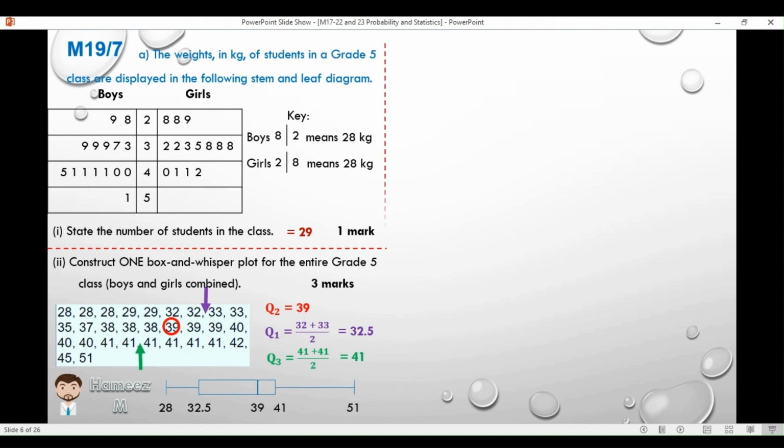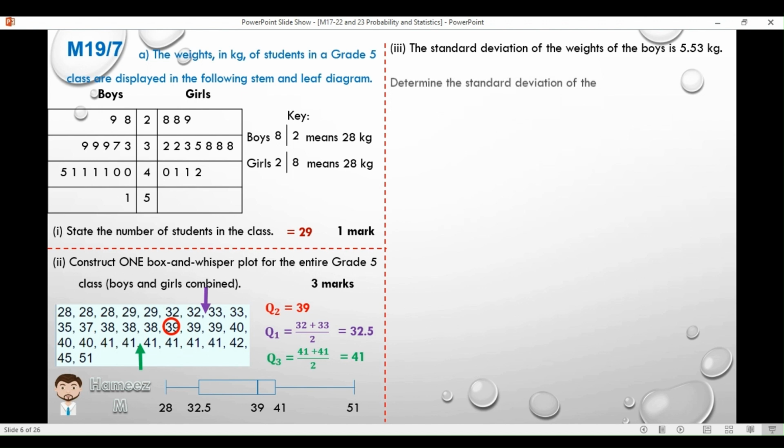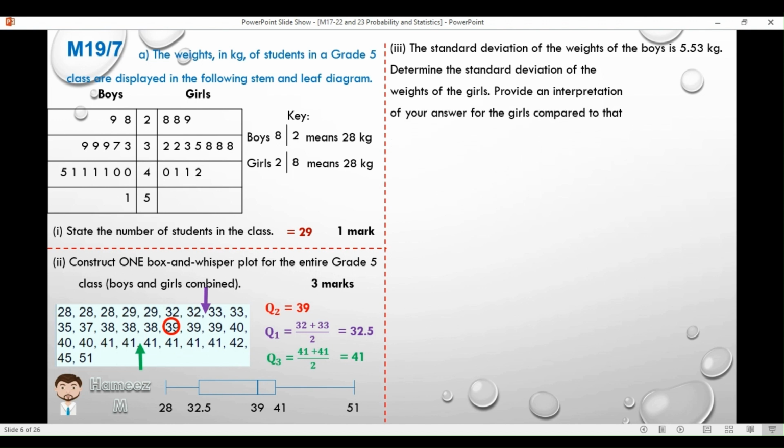And now let's continue with the next part of the question, where in part 3, they're saying the standard deviation of the weights of the boys is 5.53 kilograms. So they took the 15 values of the boys and worked out the standard deviation. Determine the standard deviation of the weights of the girls. And remember, we have 14 girls, and you can check them above. We have 3 and 7, 10 and 4, 14. Provide an interpretation of your answer for the girls compared to that given for the boys.